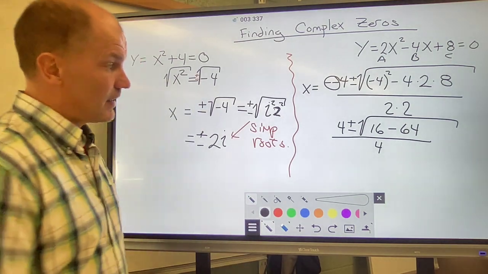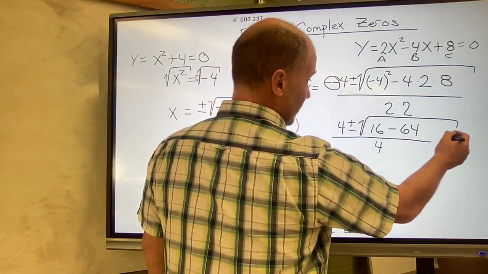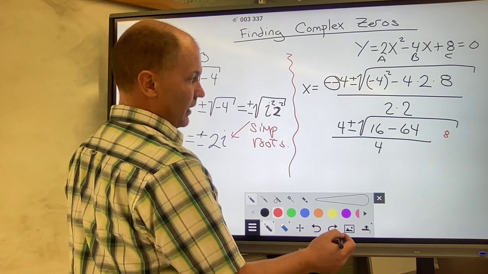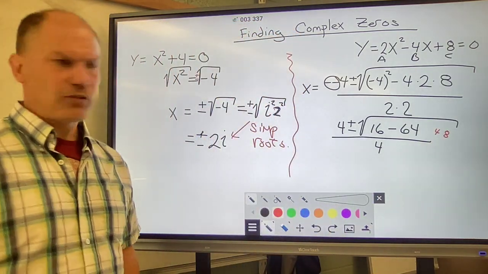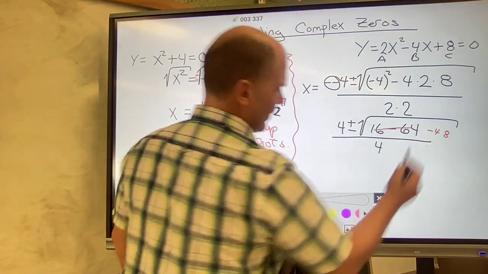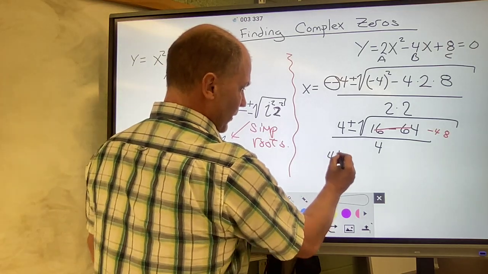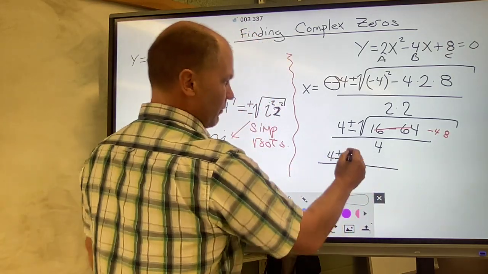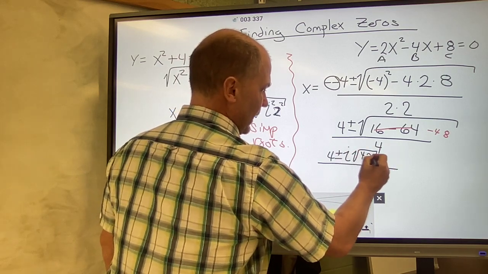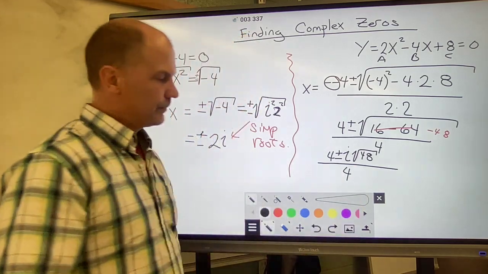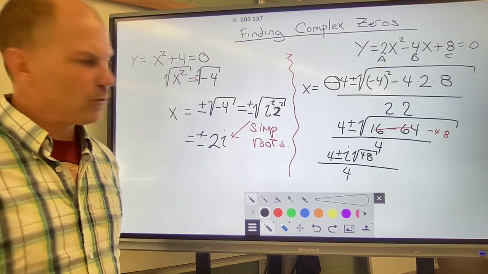16 minus 64. I've got to think about that for a moment and realize that the answer is going to be -48. Is that right? Yeah, that's right, -48. So I know that that's -48. So now I have 4 plus or minus the square root of -48. So I'm going to know that that's going to be i root 48 over 4. Now I've got to think about 48 and figure out how to simplify that square root there.